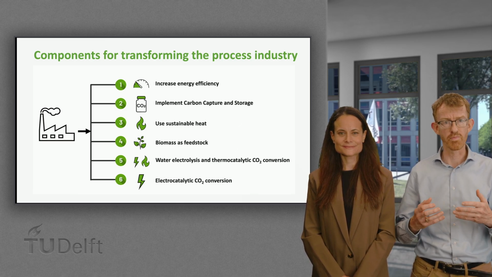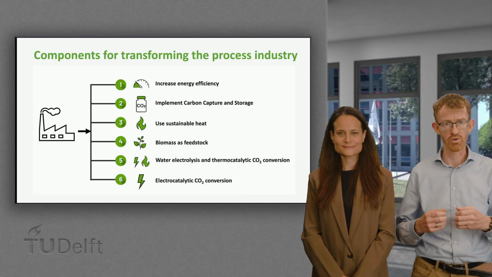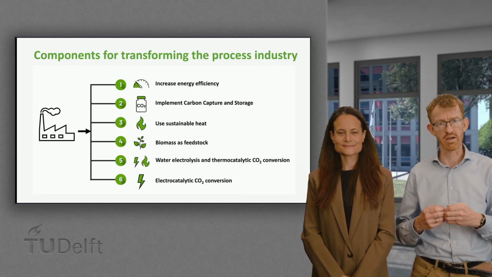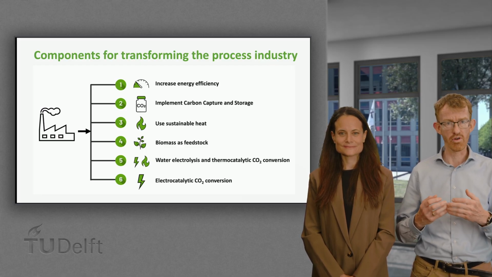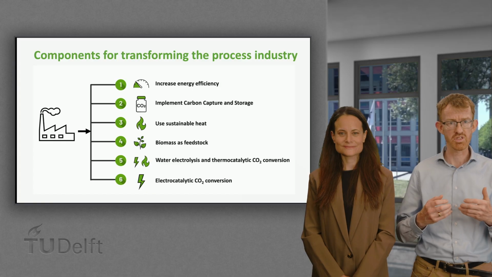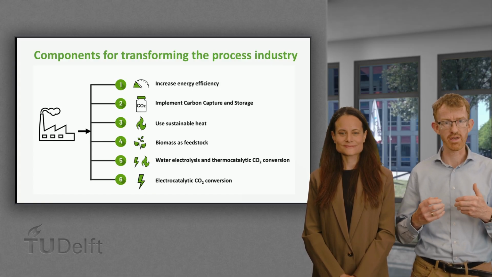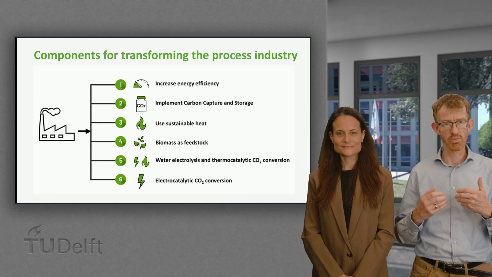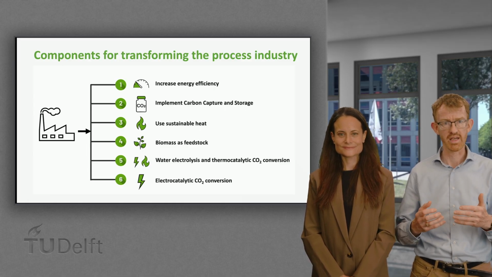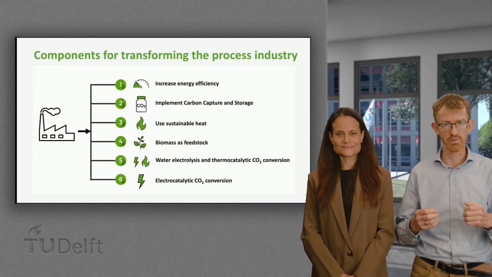4 is the use of biomass as the starting material. 5 is first making hydrogen in a sustainable way, followed by a catalyzed reaction with CO2 at elevated temperature. And finally, 6 is carrying out reactions with CO2 stimulated by an electrocatalyst, a catalyst driven by electricity.